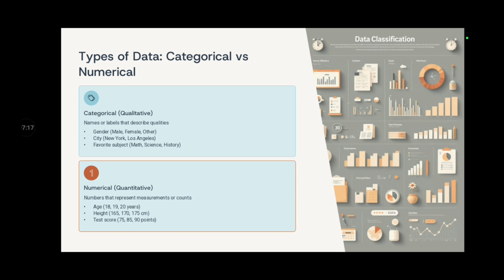So there are types of data: categorical versus numerical. You can also say qualitative data and quantitative data. Categorical, or qualitative, data are labels that describe qualities, like gender, city, color, subjects. These are all qualities of a thing. The other type is numerical, which is also called quantitative data. It tells us the quantity of something, like test score, height, GPA, age. These are all quantities, they are not qualities. So these are the types of data, and they are very important.